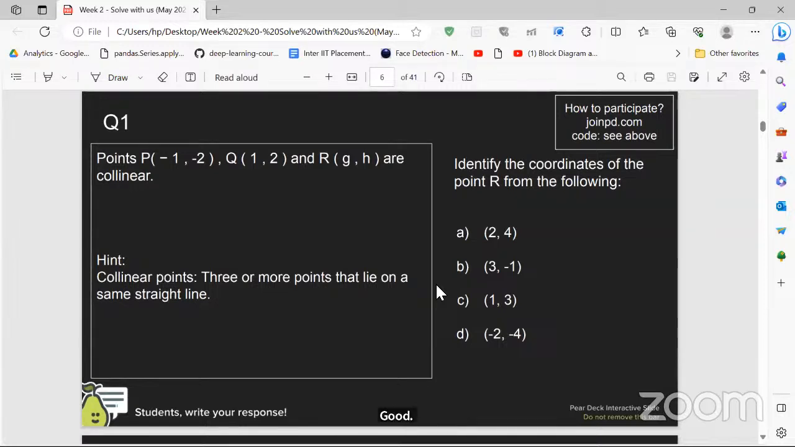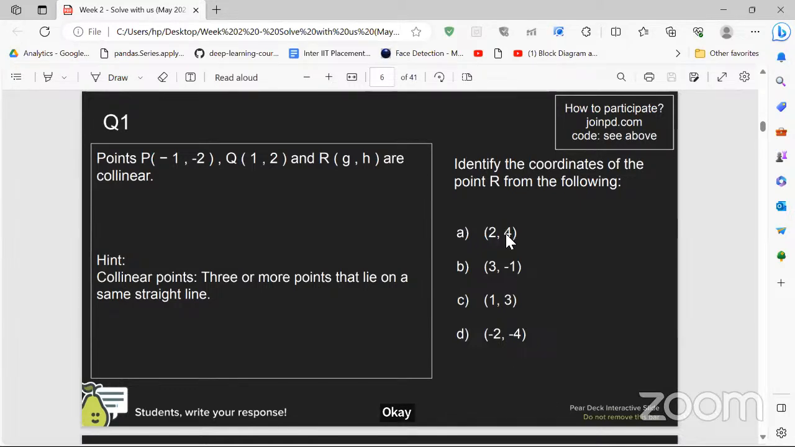Now let me know which of the following are correct. Do not speak out. Just solve and tell me in the chat box. I'll check it. Sir, R lies outside PQ, right? No, R is lying on a straight line where P, Q, R are collinear points. So more than one option can also be correct.